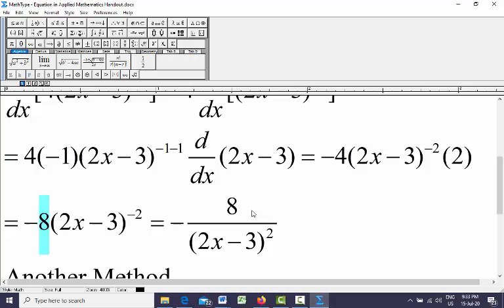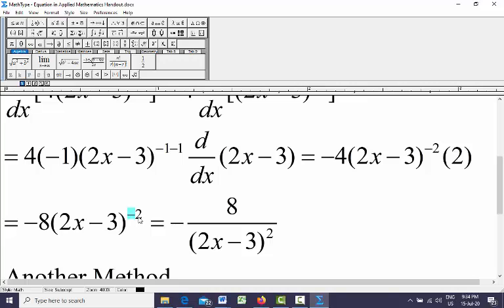As you can see, the question is asking that you are not supposed to leave a minus power or negative exponent in the answer. There is a negative exponent in the answer, so we need to process it further. That means we need to remove this negative power from the answer.